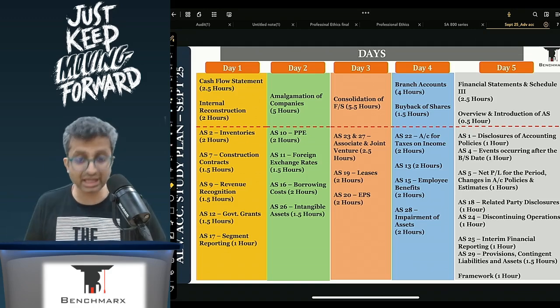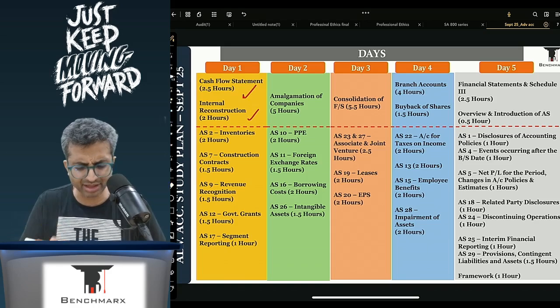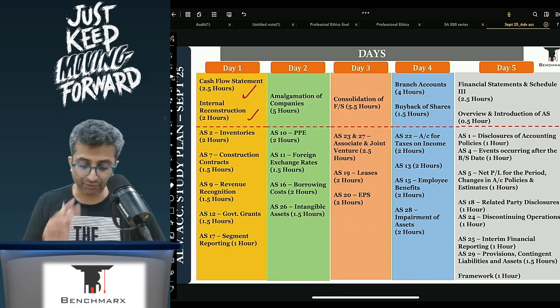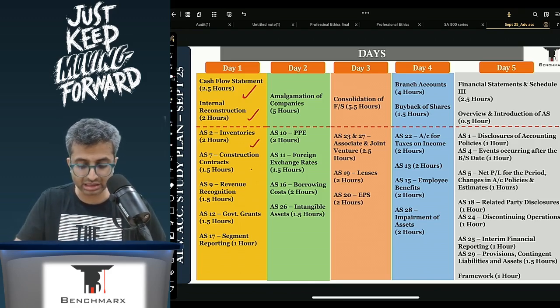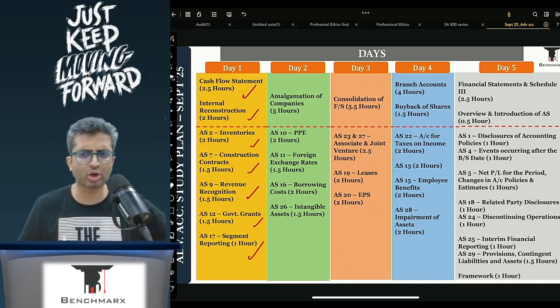Now on the first day, so that you get into momentum, we are doing cash flow statement and internal reconstruction. These are relatively manageable chapters, especially internal reconstruction, and that will get you into the flow. Even within the standards, we are doing largely, other than inventory, revenue recognition, construction, government grant, segment reporting, all of these standards which will help you get into your rhythm quite well.